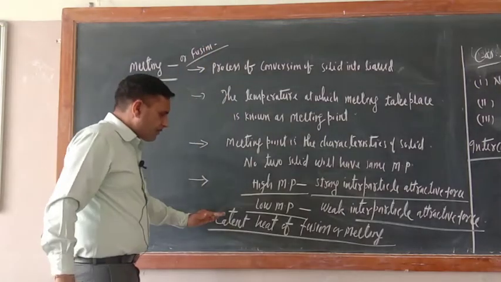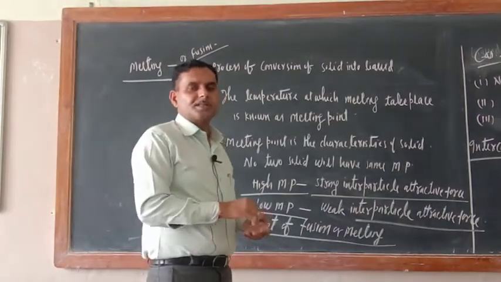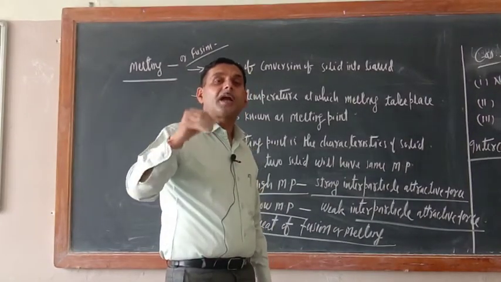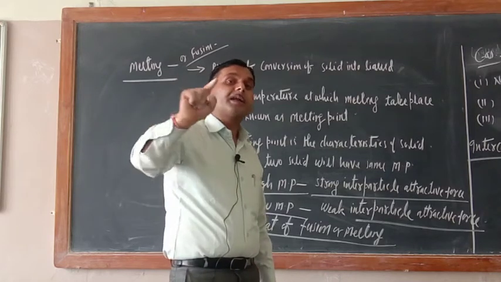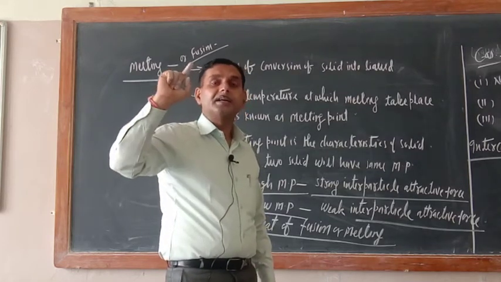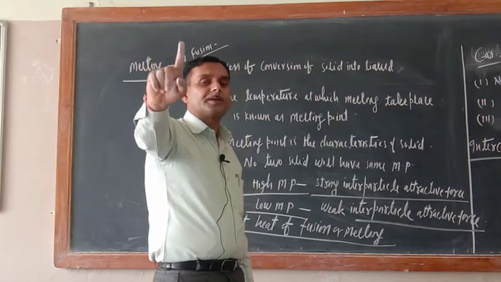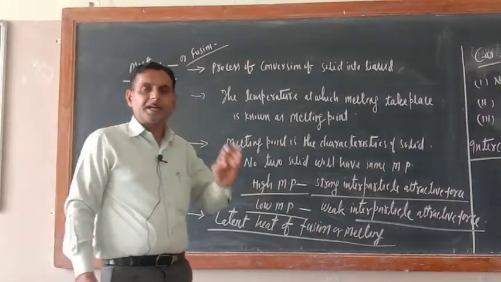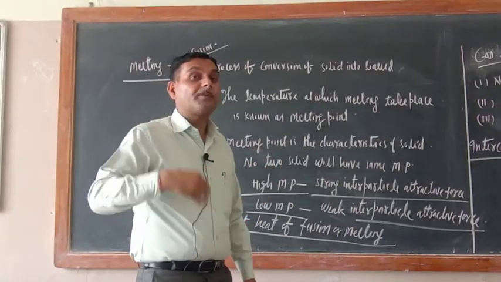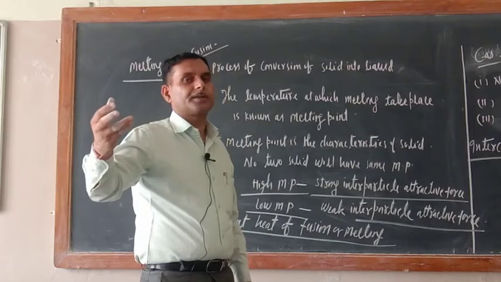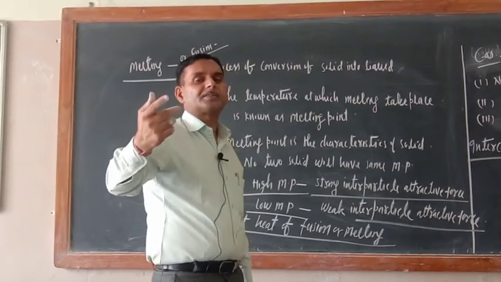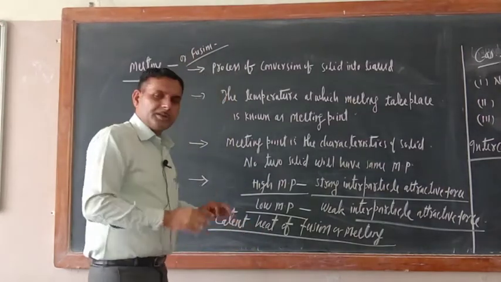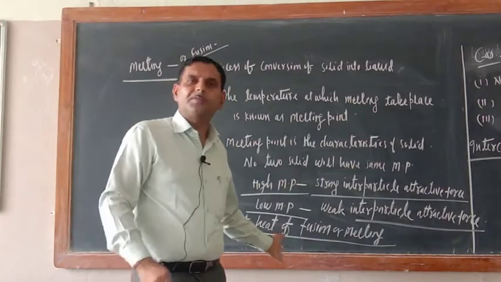So what is the meaning of latent heat of fusion? This is the amount of heat which is supplied to the solid at their melting point and at atmospheric pressure. Are you getting my point or not? What is the latent heat of fusion? Latent heat of fusion is the amount of heat supplied to the solid at the melting point of that solid and at atmospheric pressure. Now in a more polished way, how can you define this one?